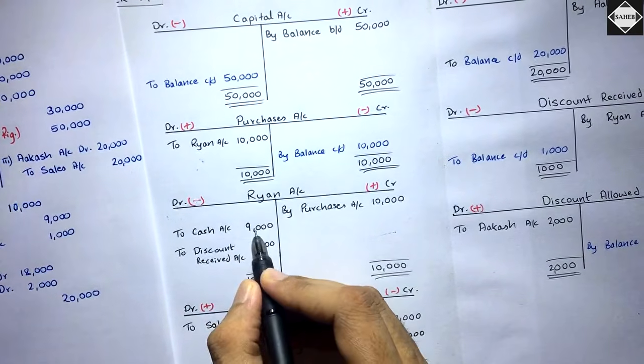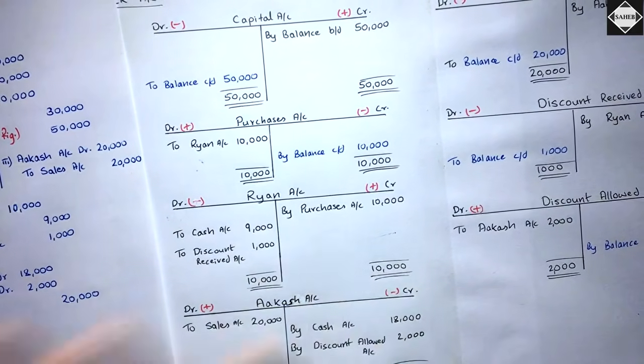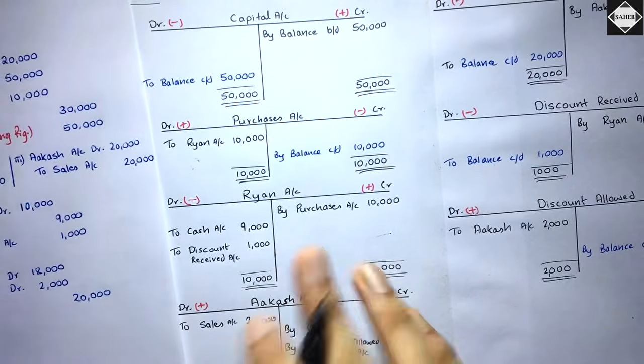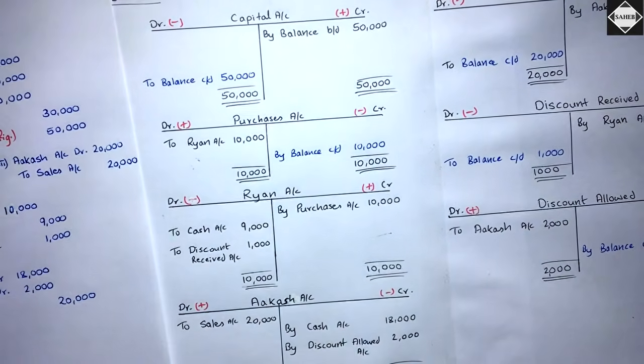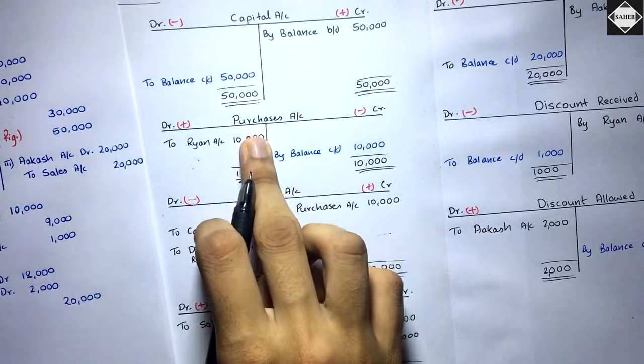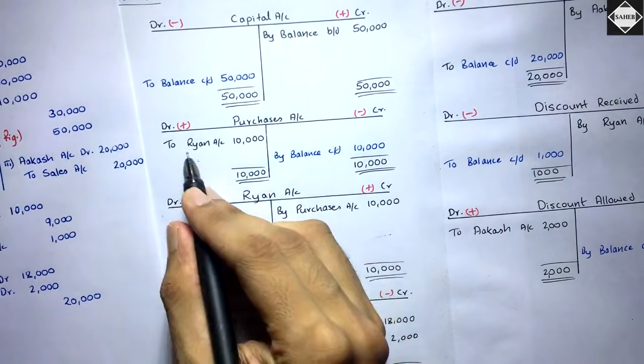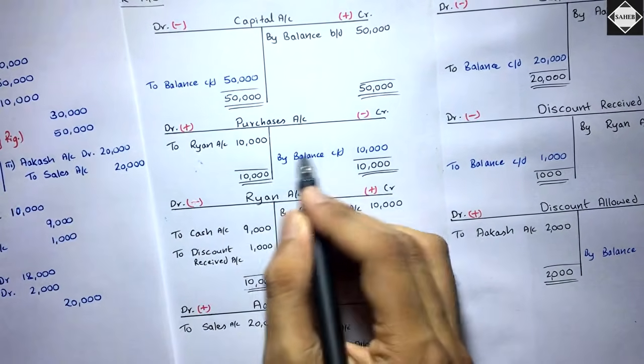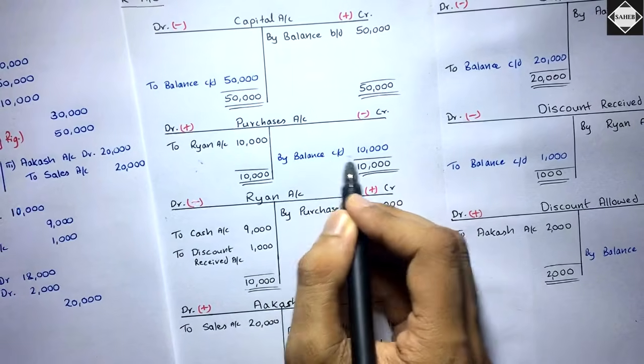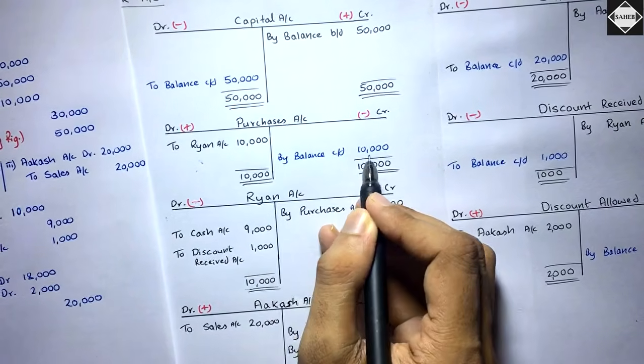Yeah, we have paid 9,000 and we have got the discount, so we don't have to pay any more to Ryan. Ryan account will be finished. Is that okay? Yes. And purchases account also you can close because there are no more purchases. So 10,000 on both the sides, and the deficiency side, the shortfall, you have to fill it up by the closing balance, by balance carried down 10,000.